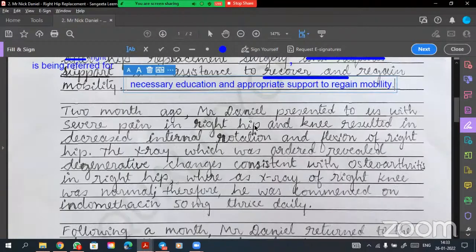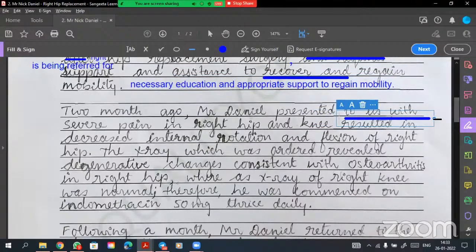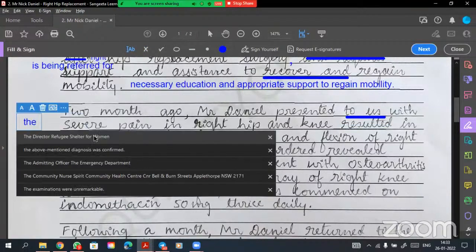Two months ago, Mr. Daniel presented to us. Is it necessary to say us? Avoid personal pronouns as far as possible. Two months ago, Mr. Daniel presented with the complaint of severe pain. Presented with the complaint of.